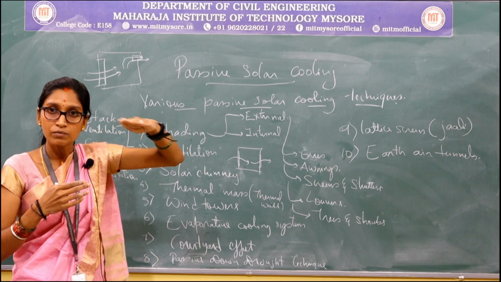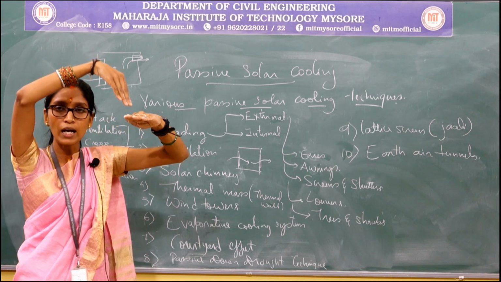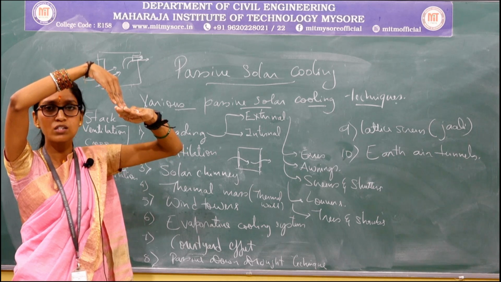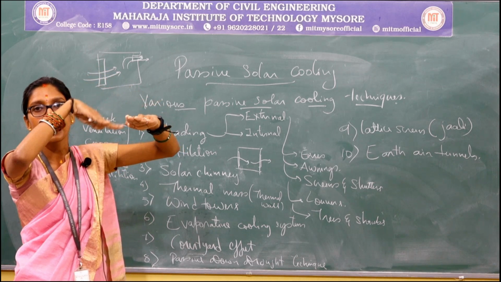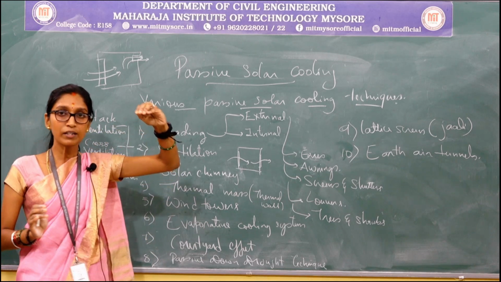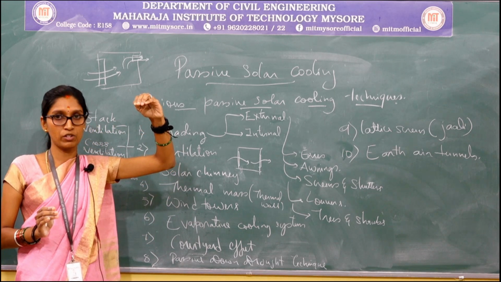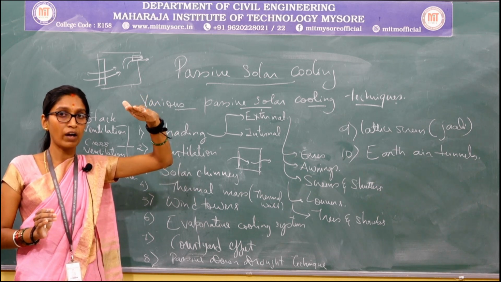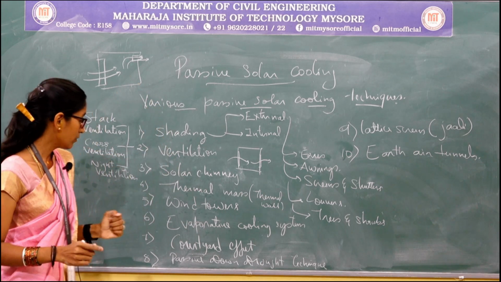But if it is a flat roof, what happens? All the time the heat radiation would be falling over the surface and the surface keeps on getting heated up. So the efficiency can be increased by utilizing different shapes of roofing instead of having a flat roof, right?